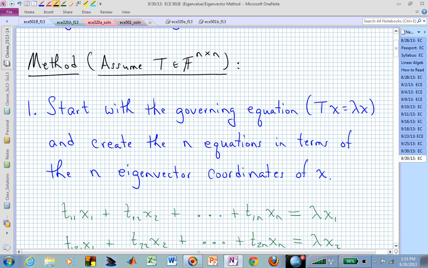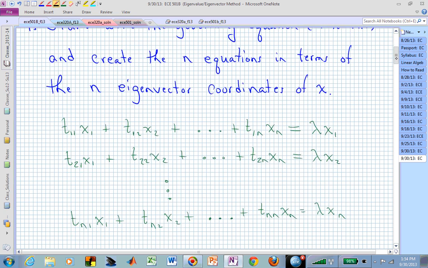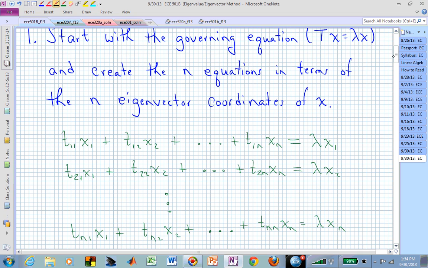So now let's see what that does, and let's just assume, to start this method out, that we have an n by n matrix T. And we're going to assume then that we want to find the eigenvalues and eigenvectors for that matrix, capital T. So we're starting with the governing equation, Tx is equal to lambda x, and x has n coordinates. x sub 1 is the first coordinate, x sub 2 is the second coordinate, etc. And this relationship, Tx equal lambda x, actually creates n equations in terms of the n eigenvector coordinates, x sub 1, x sub 2, through x sub n.